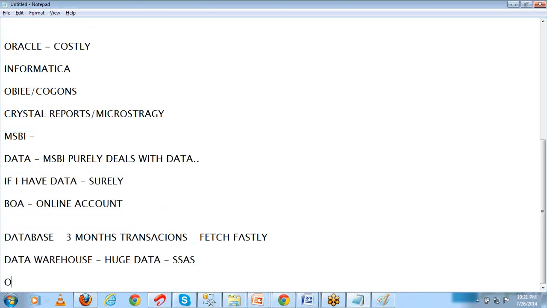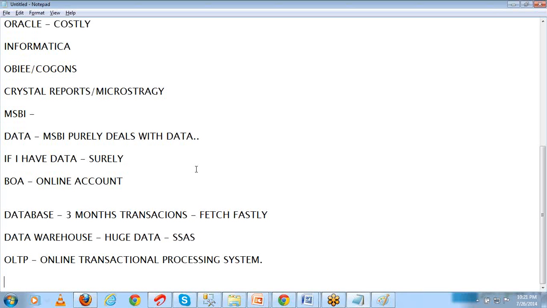Okay, so we'll see OLTP. You know OLTP? Yeah, it's an online transaction processing system. Okay, what is OLTP? OLTP is online transactional processing system. Now we'll see what is a transaction.